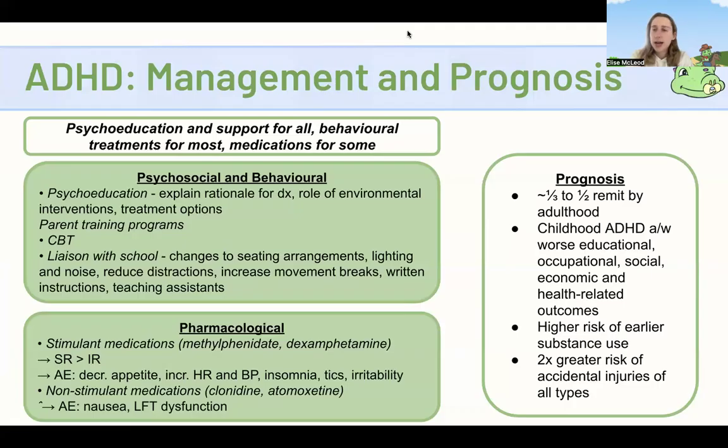Second line are non-stimulant medications like clonidine, and atomoxetine, I'm going to butcher the pronunciation. These can cause nausea and LFT dysfunction, but stimulants are definitely first line. In terms of the prognosis, about a third to a half of children with ADHD will sort of grow out of it. Childhood ADHD is associated with poorer educational, occupational, social, and health-related outcomes. That's why it's really important to diagnose and ensure good treatment and follow-up. There's also a high risk of earlier substance use and accidental injury as well.